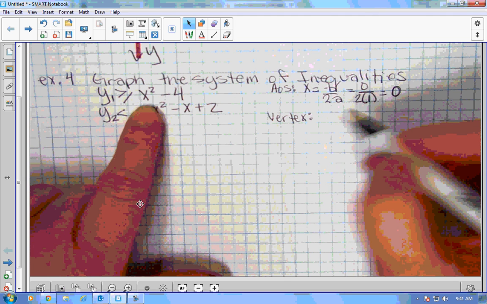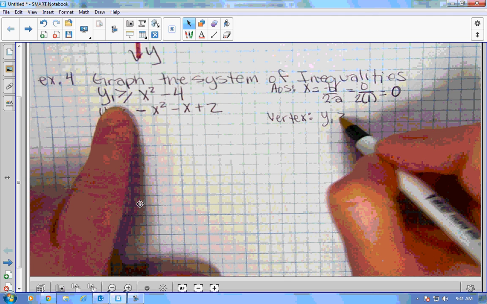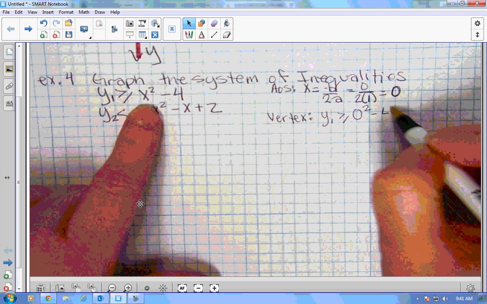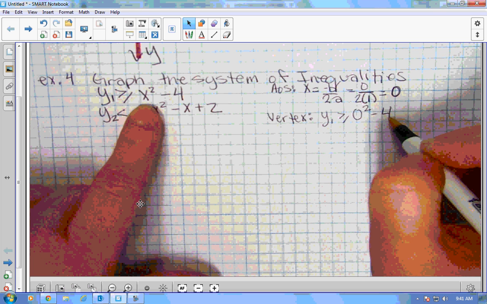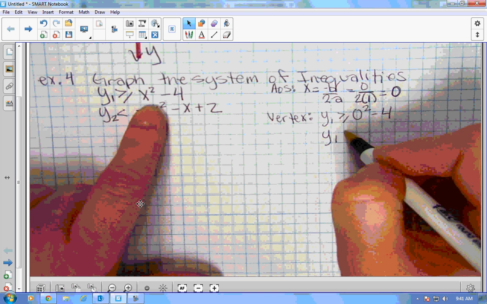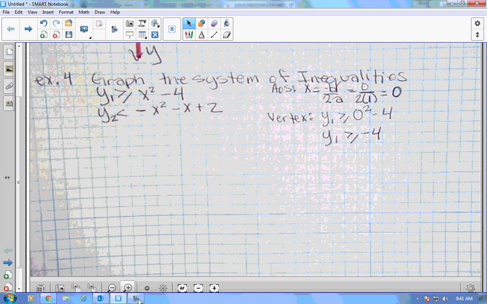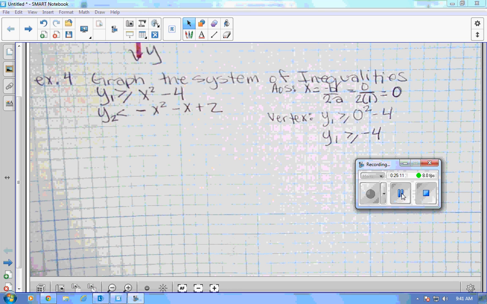Okay, so y1 is greater than or equal to x squared, well, it would be 0 squared minus 4. I forgot today was short day. Oopsies. y1 is greater than or equal to negative 4. I'll have to pause this video and finish it in just a couple minutes.